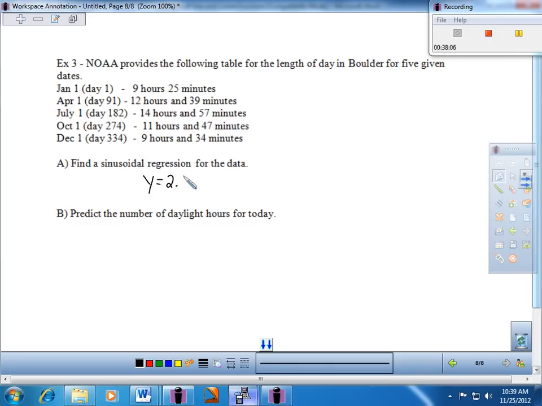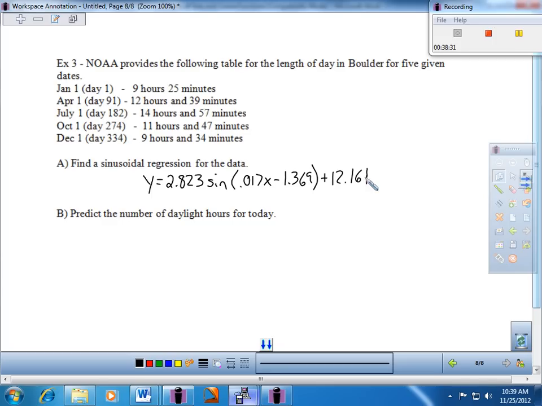So basically, I've got this as the amplitude. 2 pi over this would be the period. Phase shift there, because it's not a perfect sine function or cosine function, needs to be shifted. And here's the midline, everybody, kind of the average, so to speak, a little over 12 hours, as you see. And that looks great. There is our sinusoidal model to 3 decimal places.